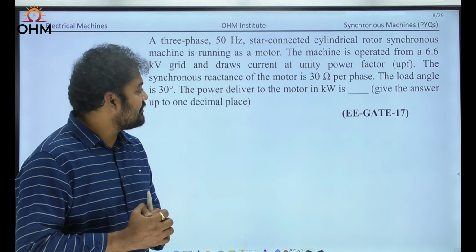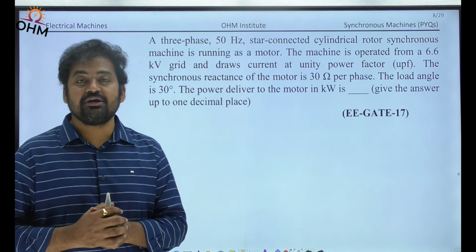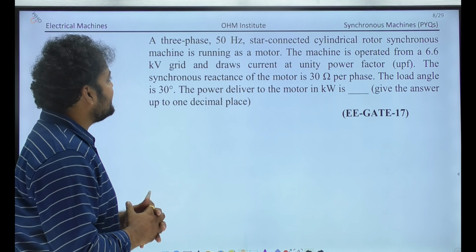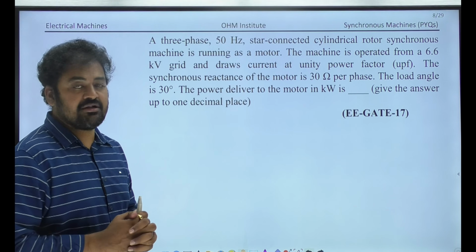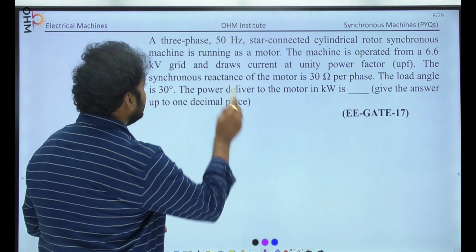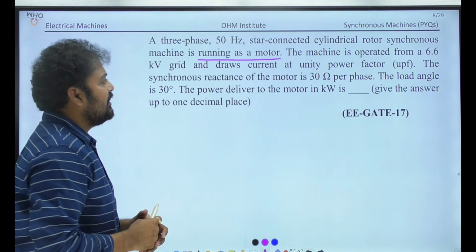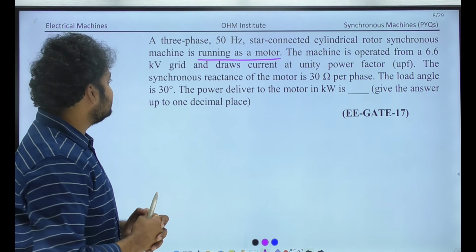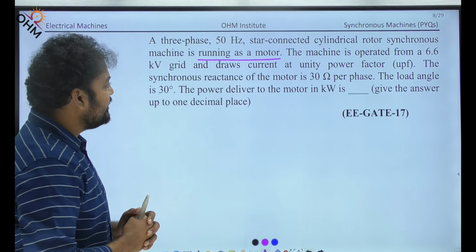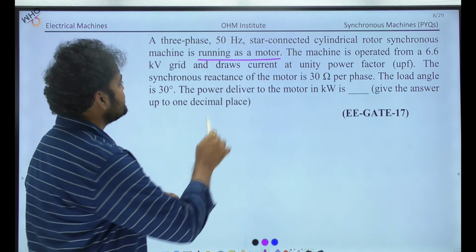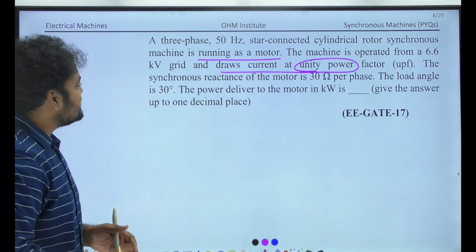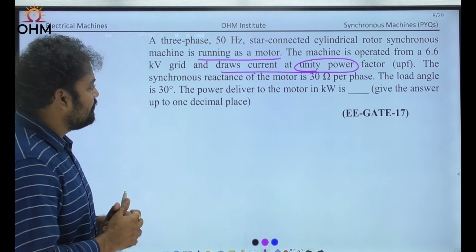Alright, so we have one more question. This is from the GATE 2017 question paper. Read the problem. A 3-phase 50 Hz star connected cylindrical rotor synchronous machine is running as a motor. The machine is operated from a 6.6 kV grid and drawing a current at unity power factor. Okay, see, drawing current at unity power factor. The synchronous reactance of the motor is 30 ohm per phase.